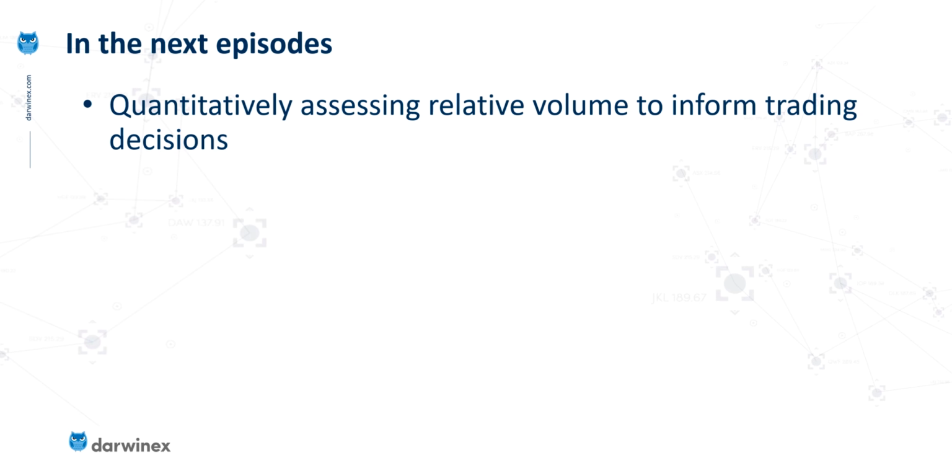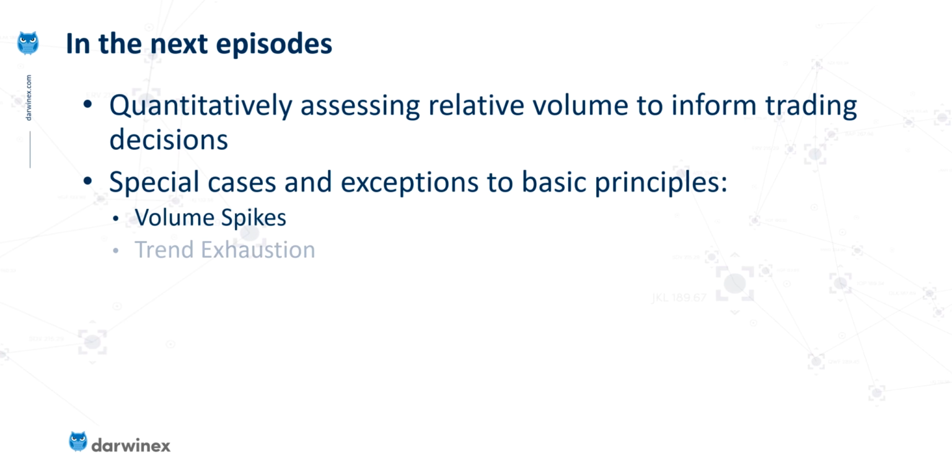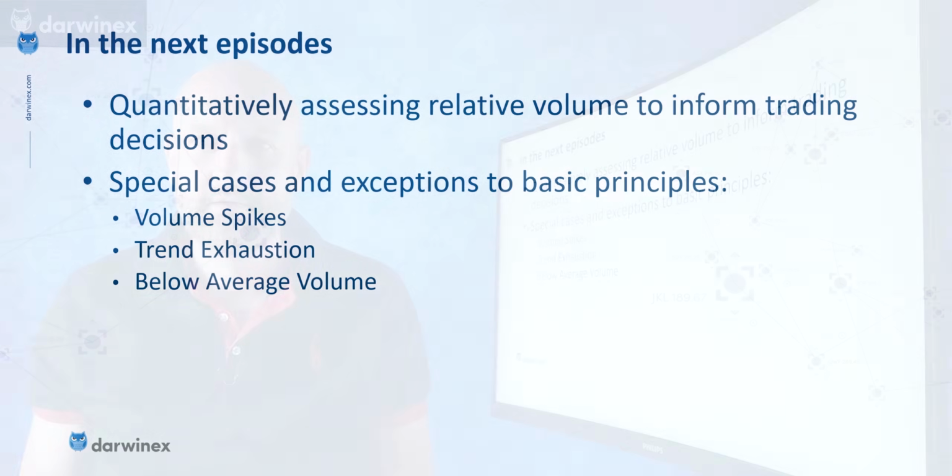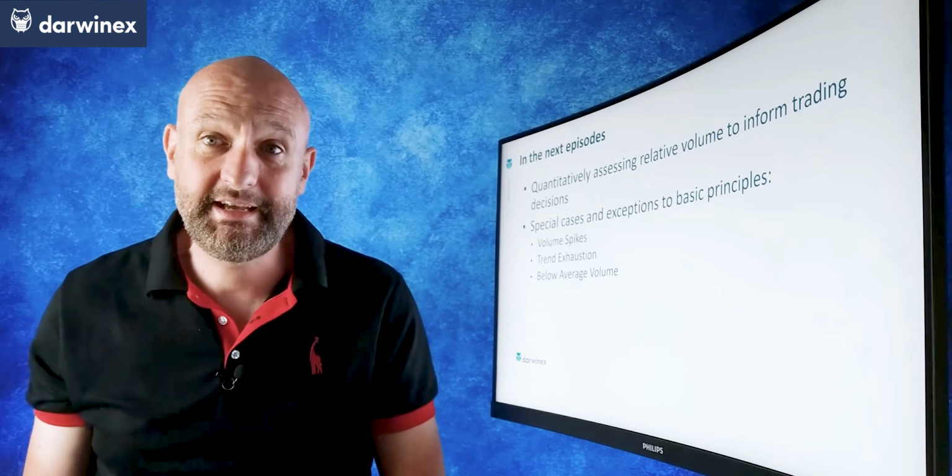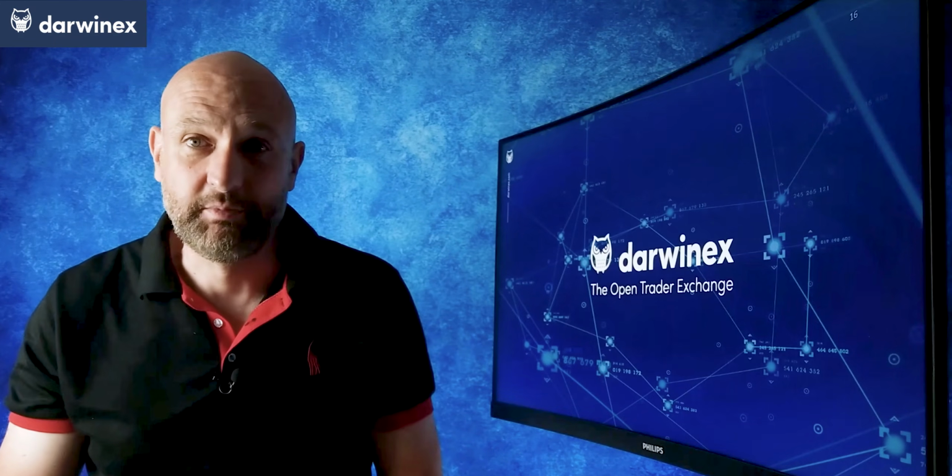Now, just to look ahead a little bit further, in the following episodes, I'm going to be looking at special cases and exceptions to the basic principles. And there are 3 that I'm going to focus on: volume spikes, trend exhaustion, and below average volume. And when any of these are occurring, we need to adapt our rules slightly in terms of how we assess that information. So hopefully you've got a good idea there of where we're going with this new mini-series.